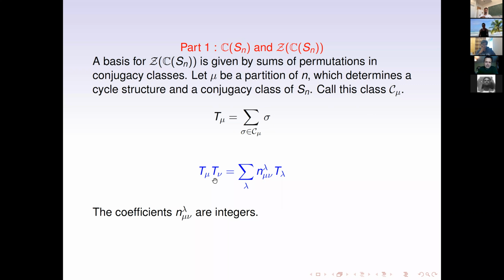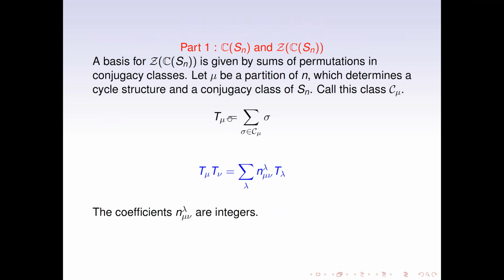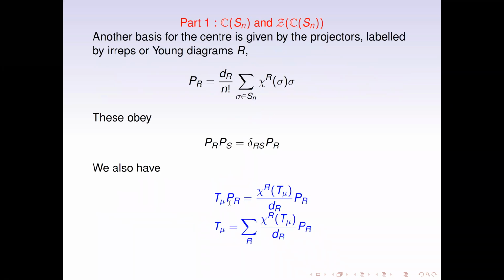Now, these central elements obey a nice closed algebra. If you multiply T mu and T nu, these are two different conjugacy classes, which are in turn partitions of n, if you're looking at Sn. If you multiply two of them, you can re-expand them in terms of the T's, and these are some integers. And there's another basis for the center of Sn, which are labeled by Young diagrams. You just take the sum over permutations and you weight them with the character in some irreducible representation. These things obey nice projector-like relations. What's the connection between the T's, the conjugacy class labeled central elements, and these projector central elements? If you multiply T mu times this projector, you just get the normalized character: the character divided by the dimension times the projector itself.